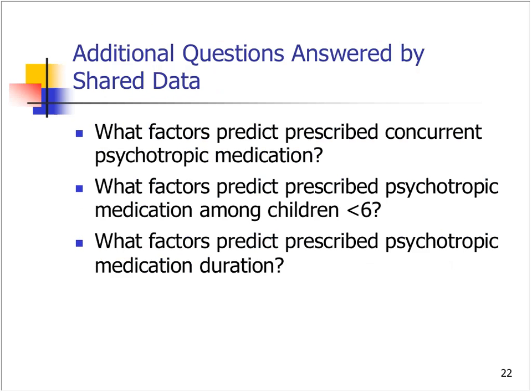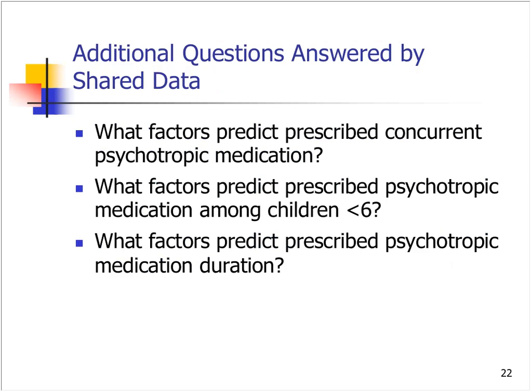We also wanted to look at factors that would be predicting psychotropic medication. So that also drove some of the data elements that we were requesting from our neighborhood health partner plan. So what factors predict prescribed concurrent psychotropic medication? What factors predict prescribed psychotropic medication among children under 6? And what factors predict prescribed psychotropic medication duration?